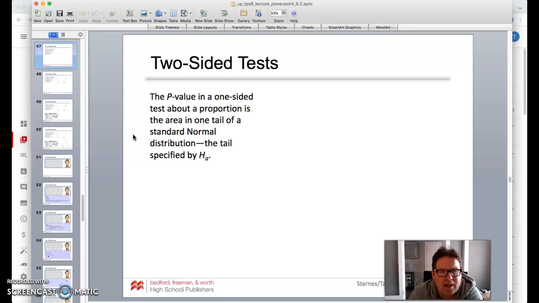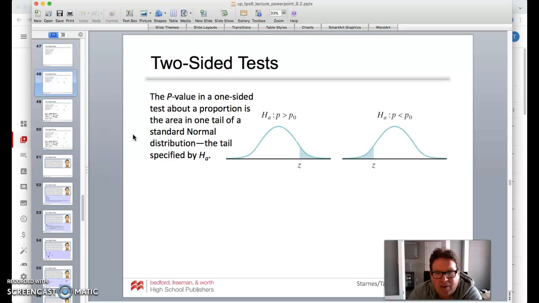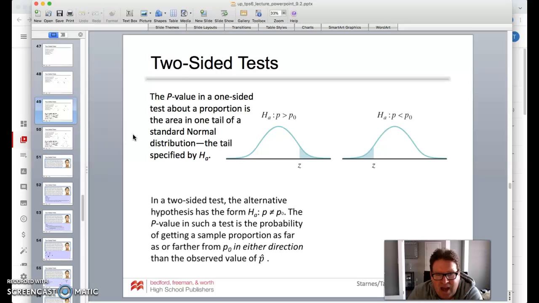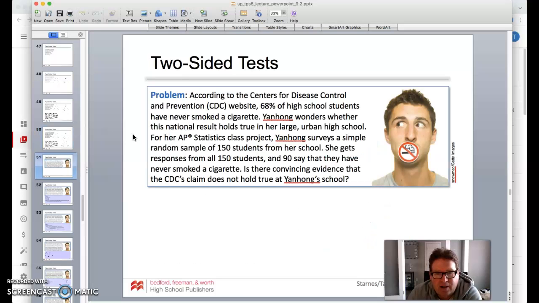All right, let's talk about two-sided tests. Now, the p-value in a one-sided test about the proportion is the area in one tail, in the tail specified by the alternative hypothesis. So that's if we're greater than or if we're less than. Now, if we're just saying it's not equal to that proportion, well, now we have two tails. Okay, so it's a two-tail test. All right, so let's go through this.